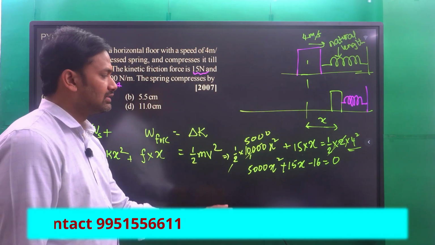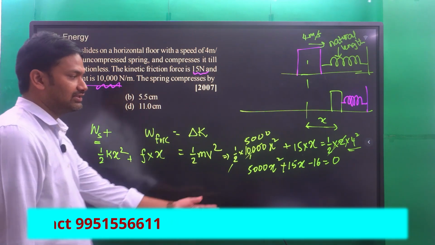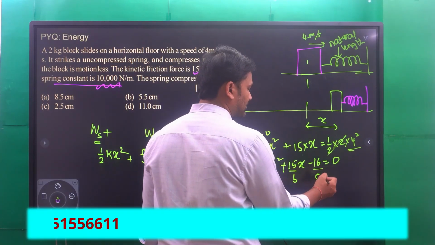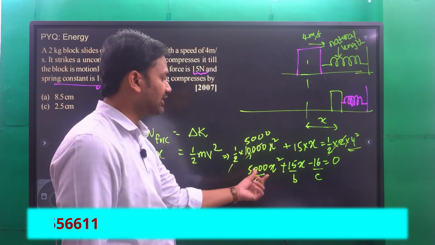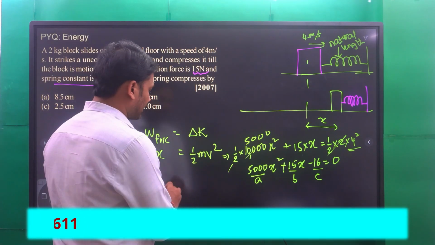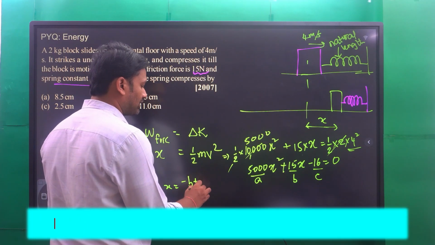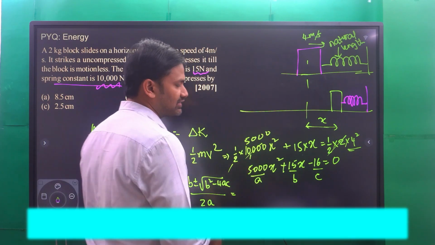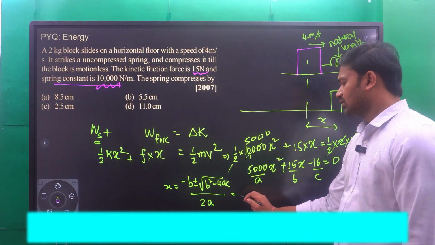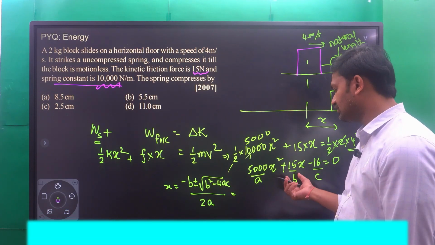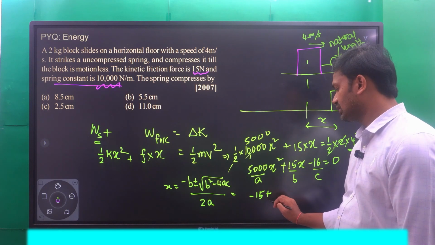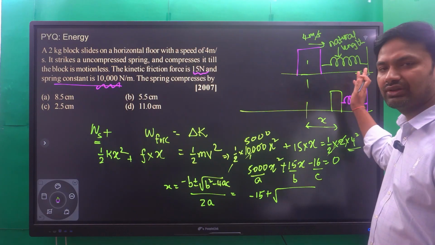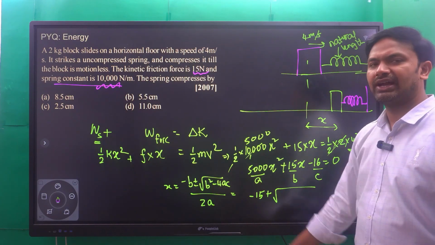So this is the equation we got. This is a quadratic equation. See, this is A, this is B, and this is C. C is minus 16, B is 15, A is 5,000. So we know that x is equal to minus b plus or minus root b square minus 4ac by 2a. This is the root for this equation. We cannot directly factorize this one. It is not so easy to find. Here we are not going to take the minus because it is towards the right. Let us take only plus. No need to take the minus condition here.